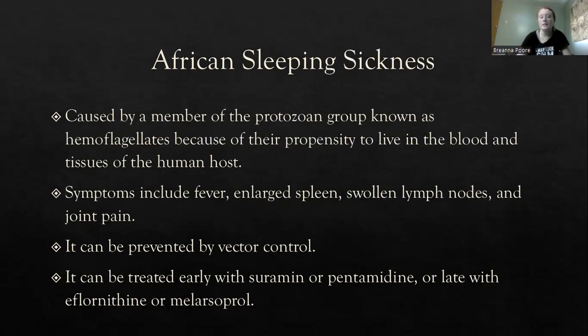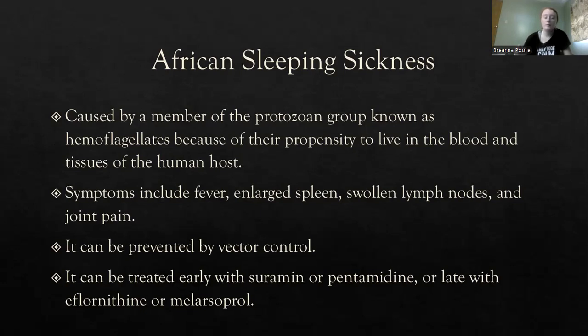African sleeping sickness. It is caused by a member of the protozoan group known as hemoflagellates because of their propensity to live in the blood and the tissues of their human host. Symptoms can include fever, enlarged spleen, swollen lymph nodes, and joint pain. It can be prevented by vector control.